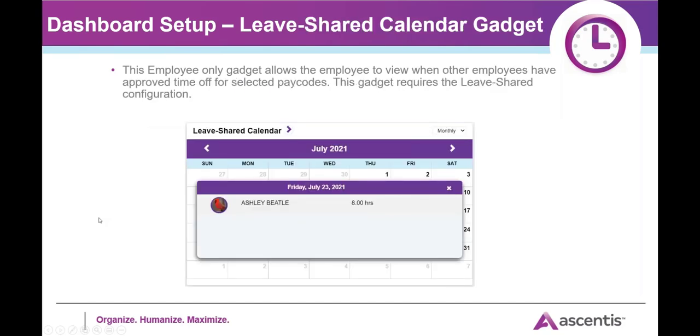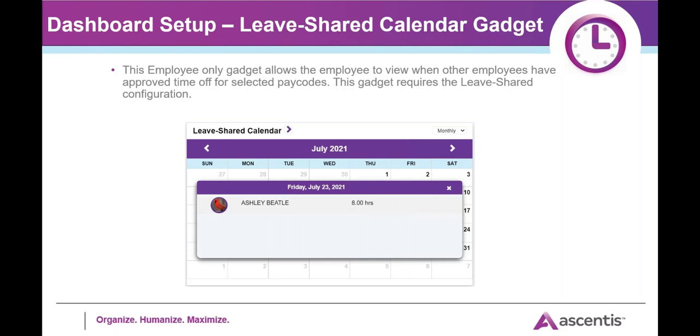The next one is the Leave Shared Calendar gadget. This is an employee-only gadget. The Leave Shared Calendar allows employees to see when other employees within their department or location or job have approved time off. So in this case, for this employee, one of their other coworkers actually has approved time off on Friday, July 23rd. So they can see that before they go in and make a request.